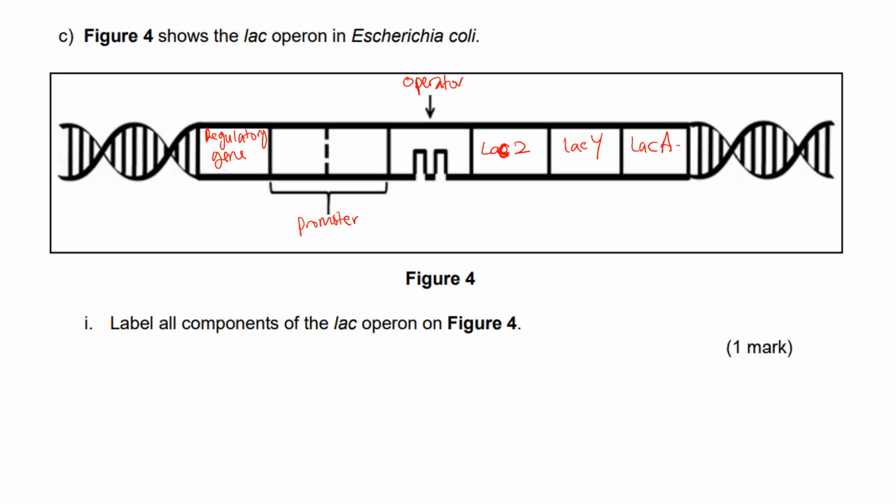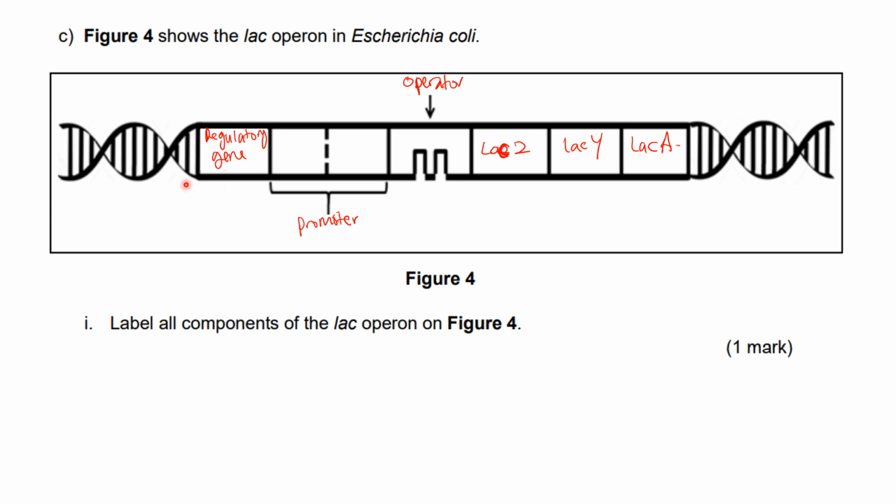Question C. Figure 4 shows the lac operon in E. coli. So for this question, you have to label all components of the lac operon correctly for 1 mark. So when you label all the components of the lac operon correctly, you will get 1 mark. So the first region here is the regulatory gene. And then you have the promoter, and then the operator, the lacZ gene, the lacY gene, and also the lacA gene. So you label the segments correctly, then you get 1 mark.